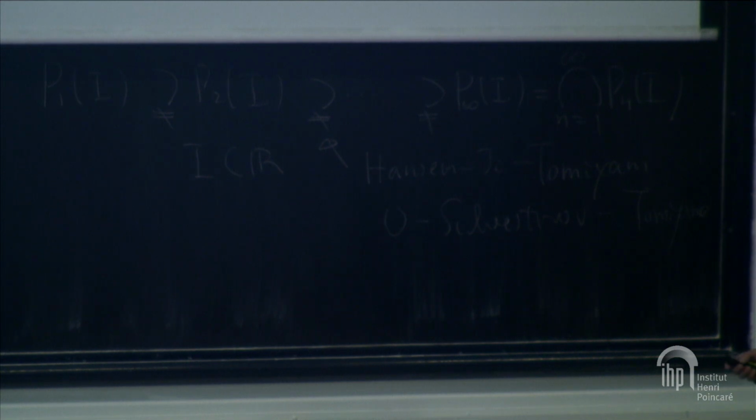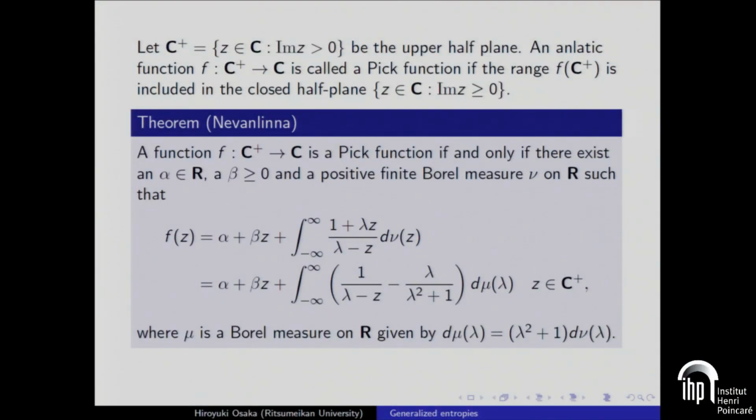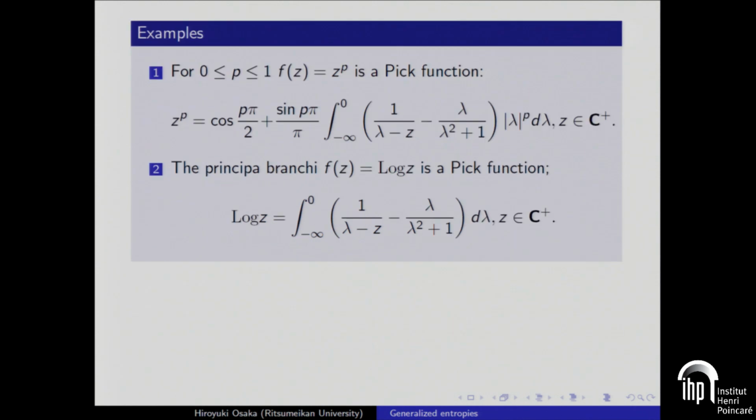The importance of operator monotone functions is that they are Pick functions. What is a Pick function? This is a famous notion. If you consider the upper half plane, then an analytic function satisfying this condition is called a Pick function. Fortunately, Pick functions have a representation theorem like this one. This is a beautiful result anyway. Examples are z to the power s and also the logarithm.